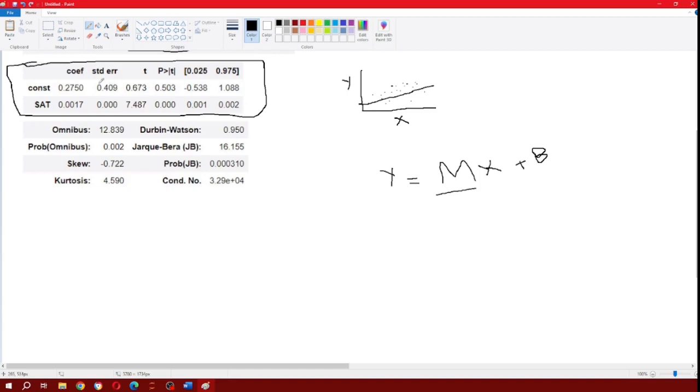So the standard error is 0.409, which tells us that it's a relatively high standard error, and that actually affects our CI, which is these two numbers. I'll come back to the p-value in a second. I want to explain CIs using the standard error. So the CI is the confidence interval, right?